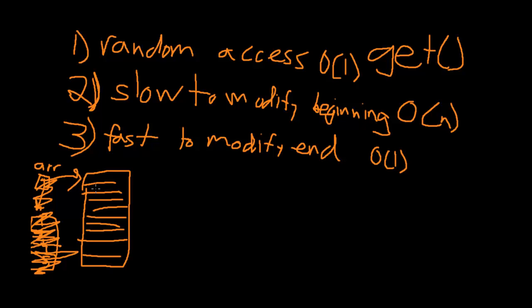So in the next video, I believe I will be talking about linked lists, but we'll get to that later. That's essentially the sum of array lists. Slow for the beginning, fast at the end, and these are just characteristics of arrays. And random access, which is also a characteristic of an array.